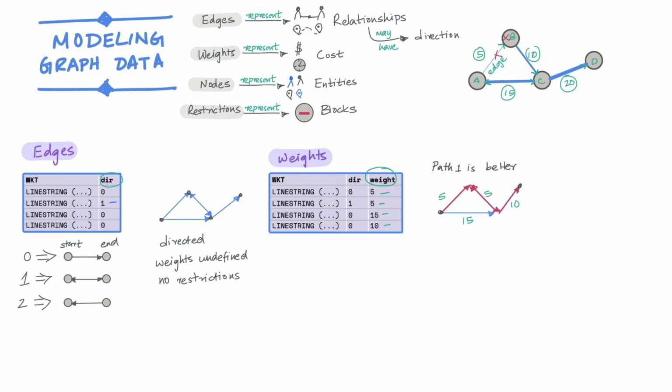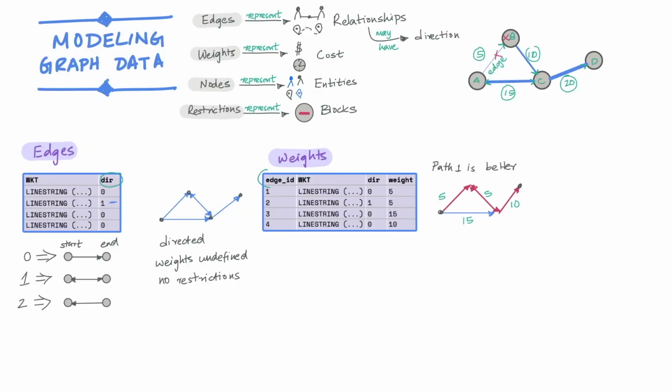However, right now the edges are identified solely using the WKT strings. While this works, it is not easy to represent paths in a human-readable way. Let's add some edge IDs to make this easier. Now we can represent the best path using the IDs as follows. Edge IDs 1 and 2 with weight 5 and the ID 4 with weight 10 with a combined weight of 20.